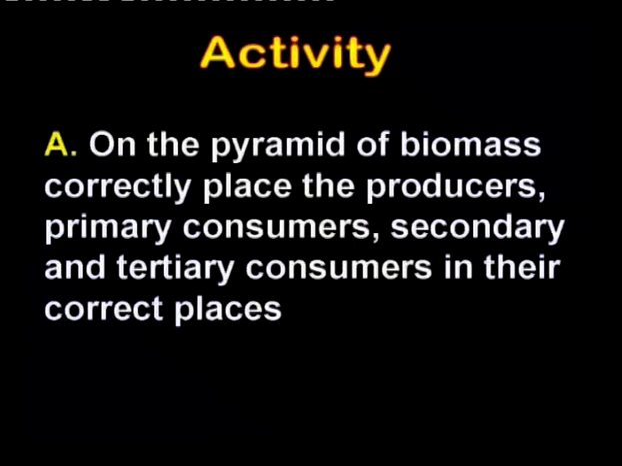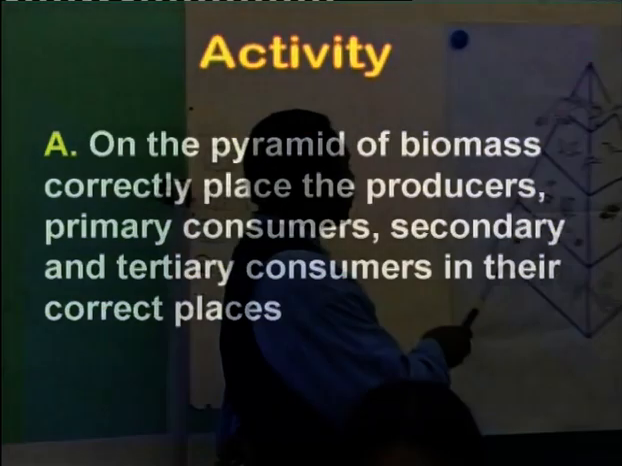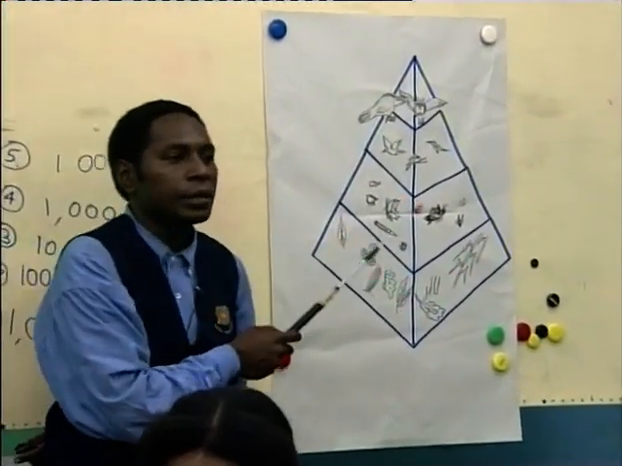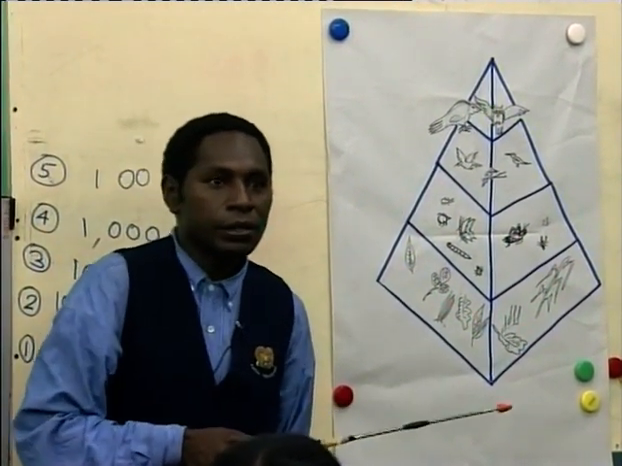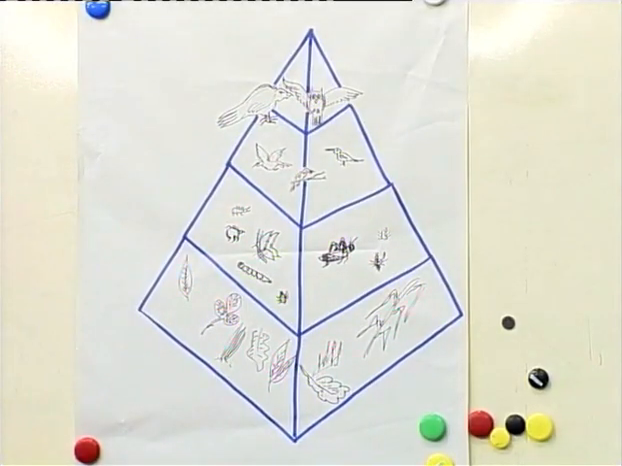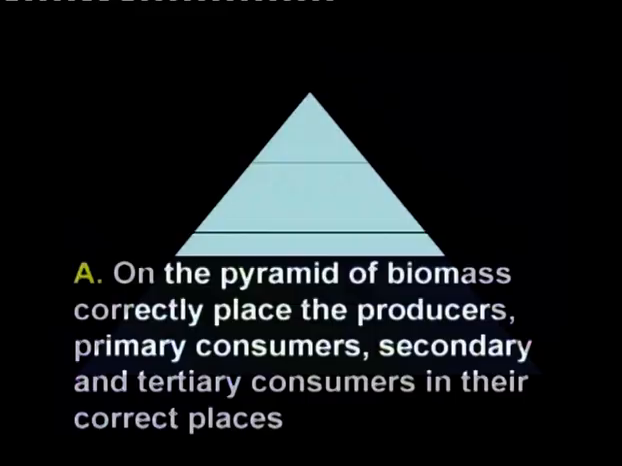Now, on this pyramid of biomass, you are to place producers, primary consumers, secondary consumers, or top consumers in your books at those blank spaces that you have in your diagrams. There has to be blank spaces there. Okay, so in your diagram you have a blank space of a pyramid of biomass. Now you place those ones in there.